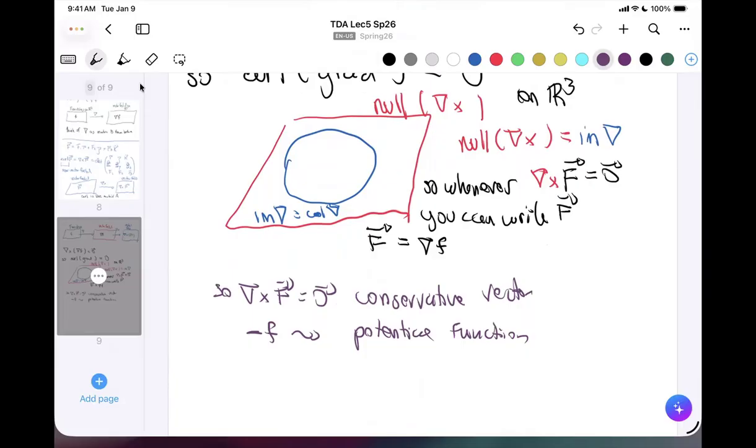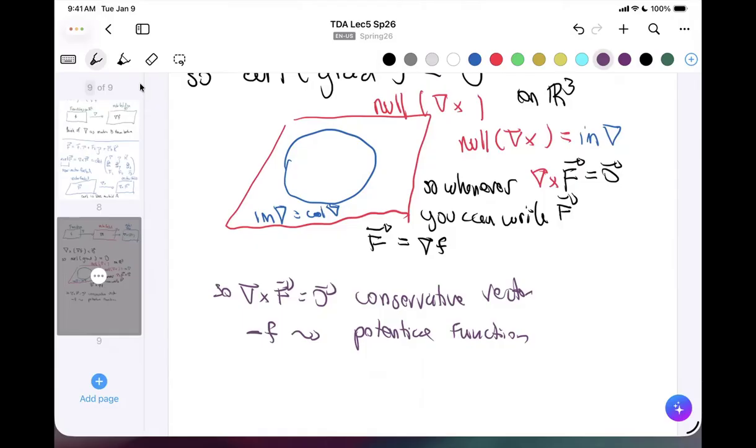Maybe I'll tell you more about this next time. But what happens is that if you're not on R3, this is not necessarily true, in the sense that one can be strictly smaller than the other one. So you can have vector fields that have zero curl but don't have a potential function. And that's important, it actually has to do with whether the space has holes or not. So it's related to the topology of the space.